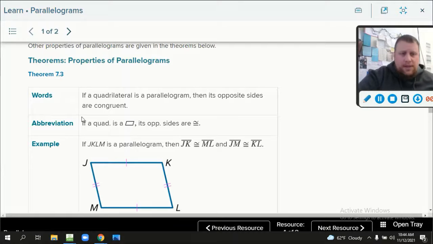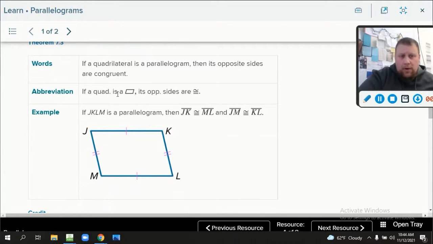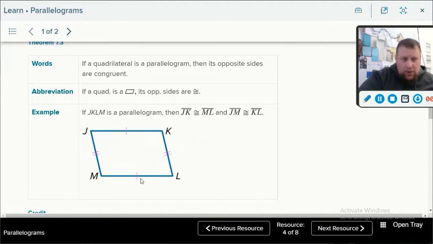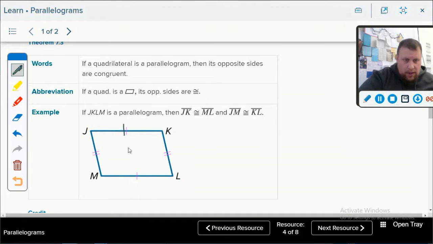Theorem 7.3 says this. If a quadrilateral is a parallelogram, its opposite sides are congruent. So which means JK is congruent to ML, right? JK is congruent to ML, and JM is congruent to KL. That's all you need to write down. Just these two things right here under 7.3. Pause if you need to. Let's move on.